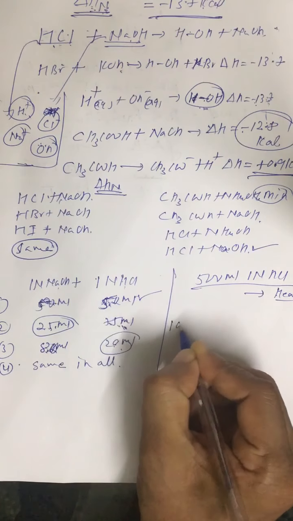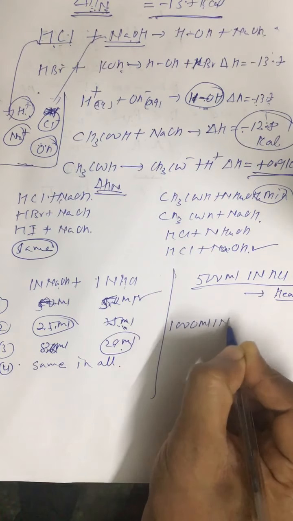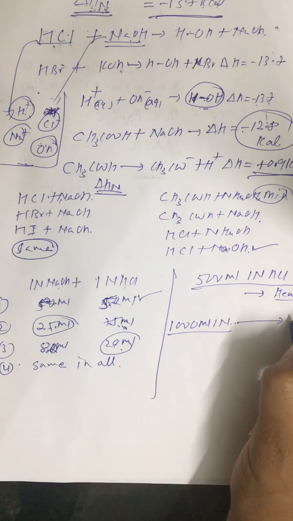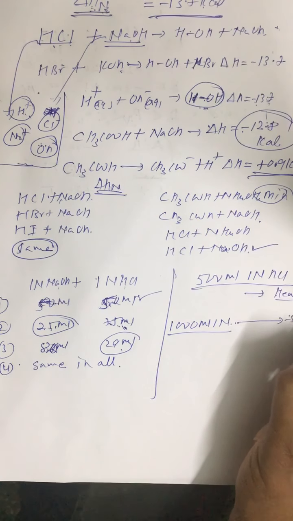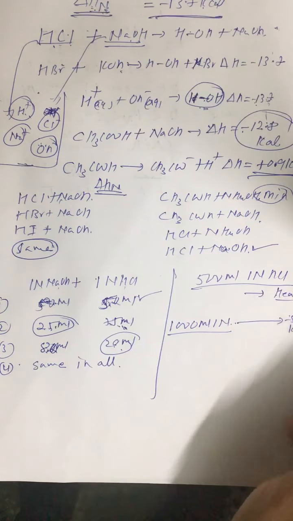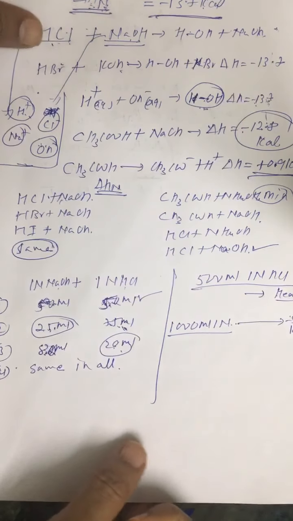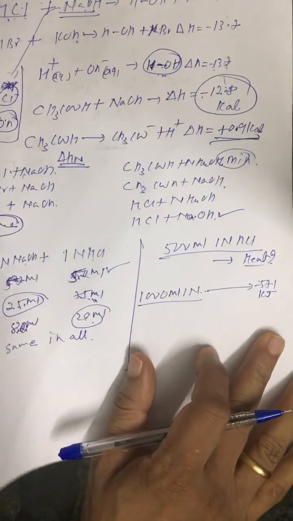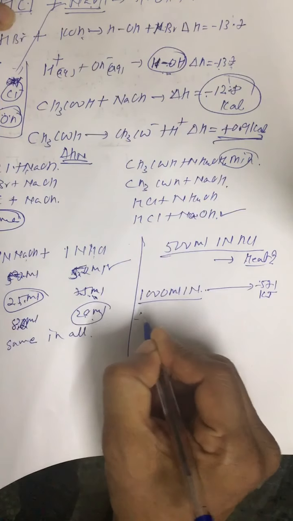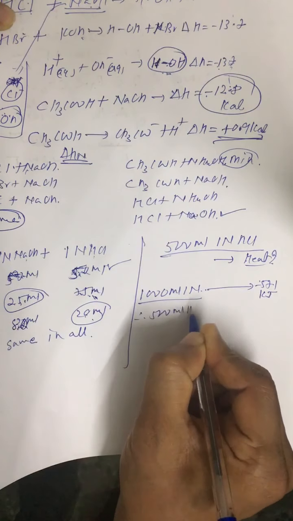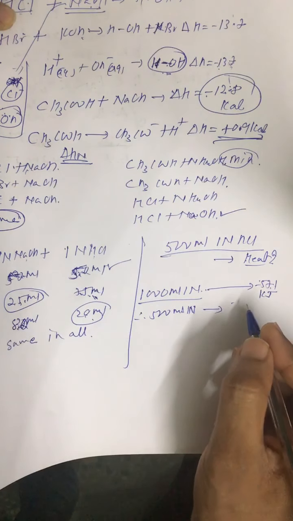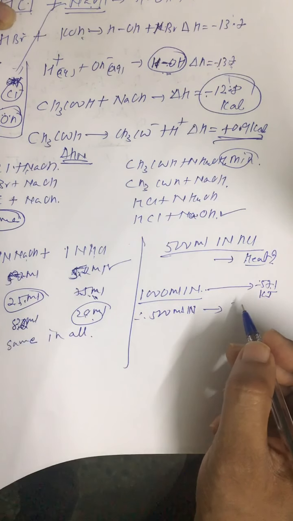So the point is, when 1000 ml of one normal strong acid or strong base is neutralized, what is the amount of heat released? It is minus 57.1 kilojoules. Therefore, 500 ml of one normal on neutralization will produce half of it. Half of 57 is around 28.5.